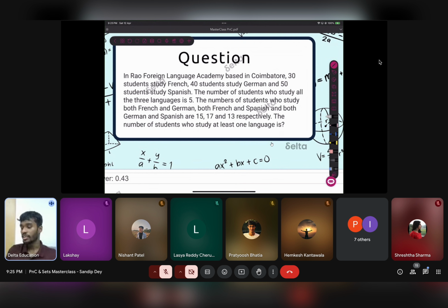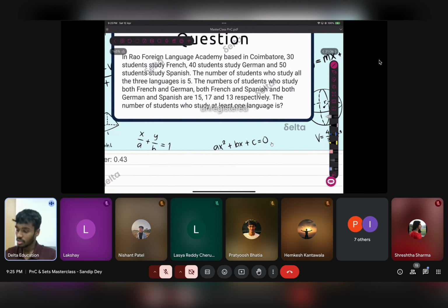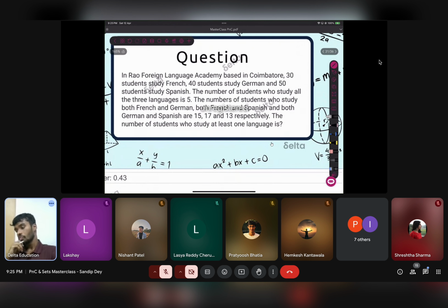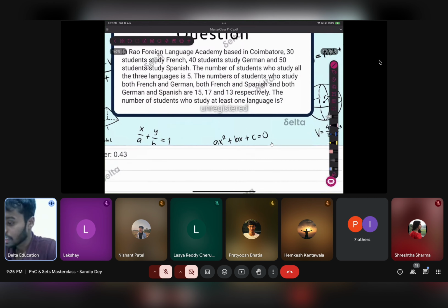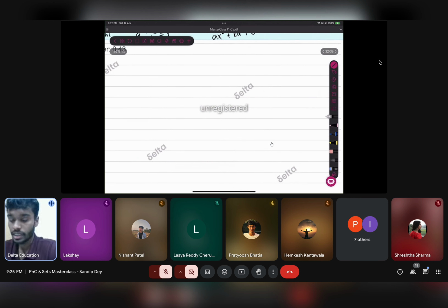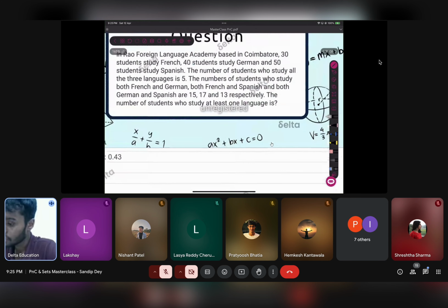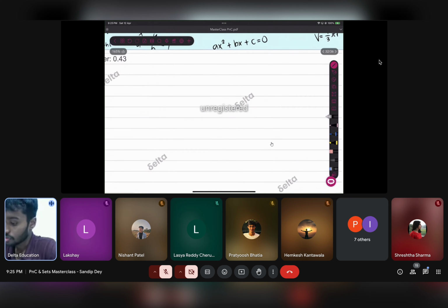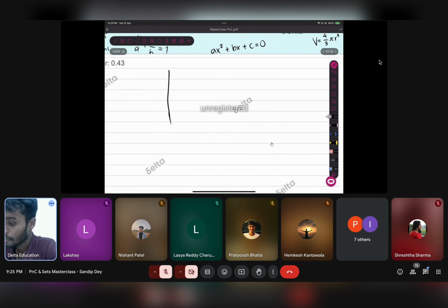So as I already said, these are very common types of questions: at least one, only one, only French, only German. This kind of question could be asked in NSET. So you have to be very confident with this kind of question. So let's see. As I already said, this is a pure Venn diagram based question. So let's write all the data. I am going to make the Venn diagram first. So I have French, German, and Spanish. Let's denote it in a Venn diagram.